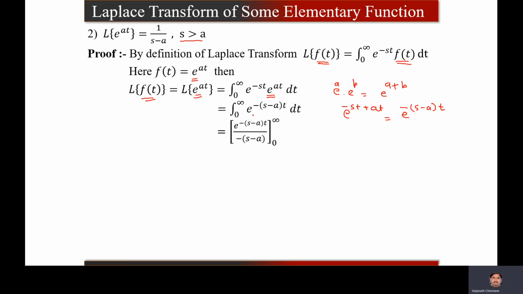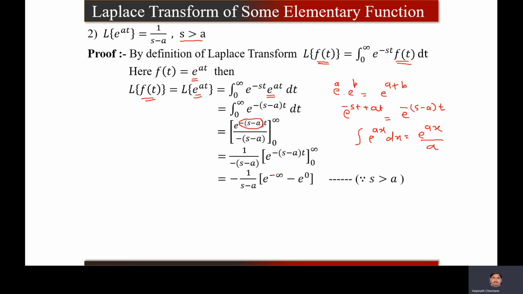And again this is equal to, by using the formula integration e raised to ax dx is equal to e raised to ax divided by a. So what is a here? A is this term, right? So e raised to at divided by a. Now again 1 upon s minus a we take common, in bracket only e raised to minus of s minus a into t, and the limits are 0 to infinity. So upper limit minus lower limit.